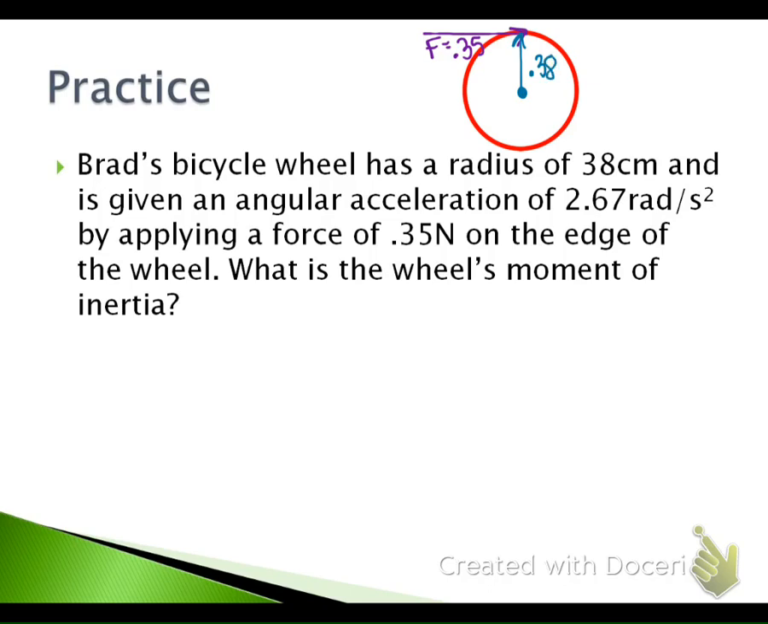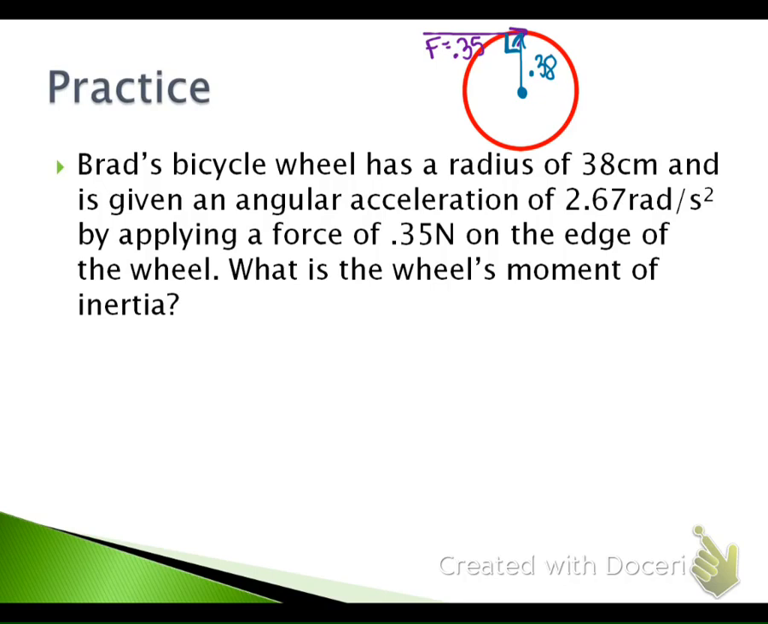So here's kind of what our wheel might look like. We're applying a force somewhere along this edge. It doesn't really matter where. I just happen to pick the top, 0.35 newtons. Our radius is 0.38 from our center axis to our force. So that's going to be our radius perpendicular, or we can say that our theta angle is equal to 90, because it's perpendicular.